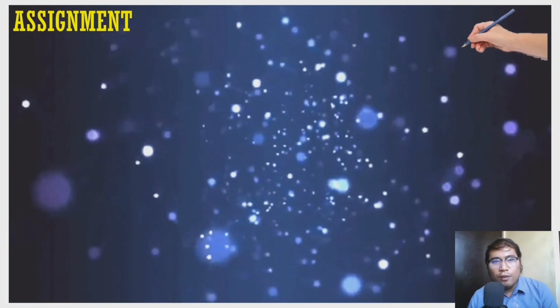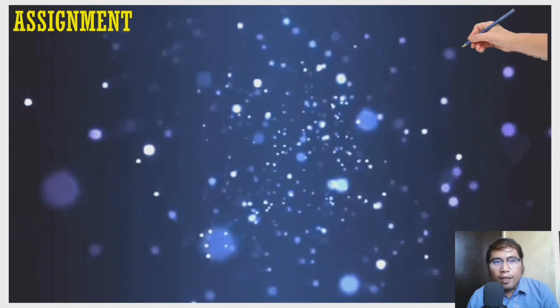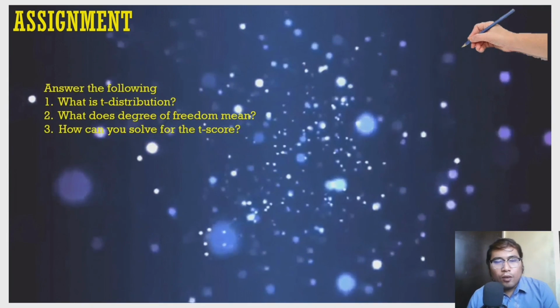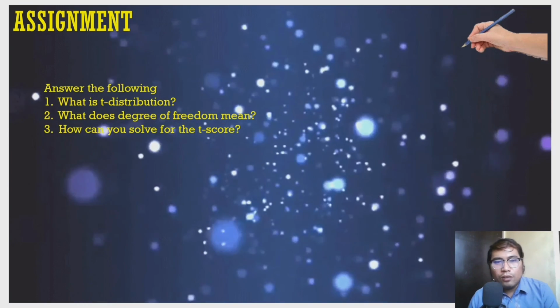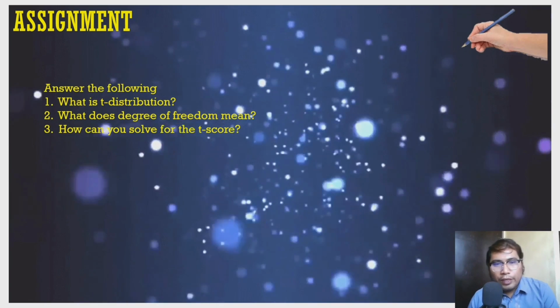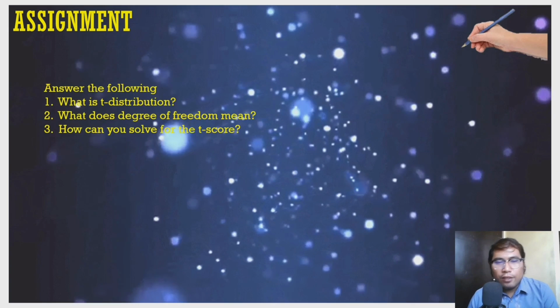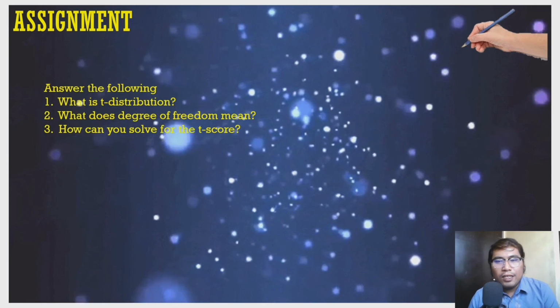So congratulations, you are almost done. So let's go with the last part of this video, the assignment. For your assignment, answer the following questions. Number 1, what is the t distribution? Number 2, what does the degree of freedom mean? And number 3, how can you solve for the t-score?